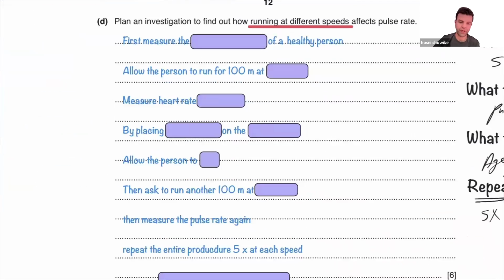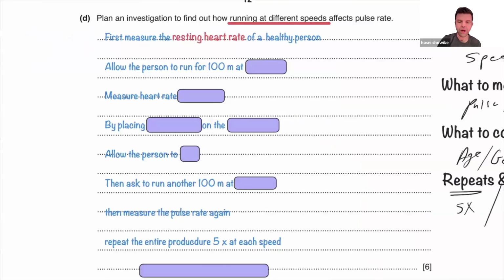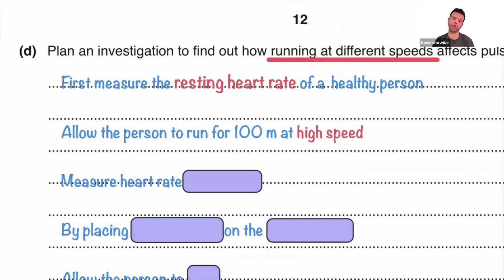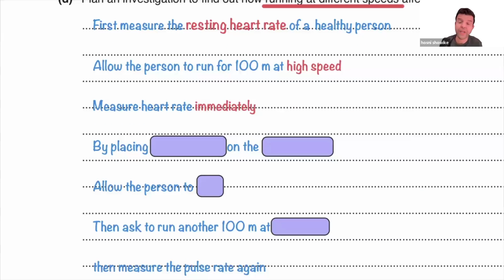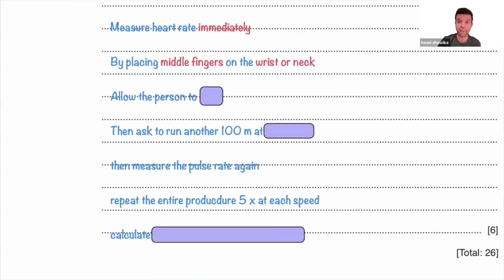All right. So I'm going to say first, measure resting heart rate, allow him to run at high speed. That's my first one. Okay. And then measure the heart rate immediately. How do you measure pulse rate? You would measure pulse rate either at the neck or the wrist. Now I need to let him rest. So give him 5 minutes to rest or more, and then ask him to run the same distance, but at low speed. And again, measure the heart rate and find the difference. Okay.